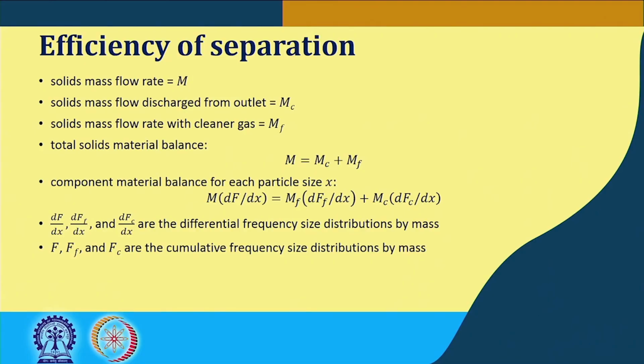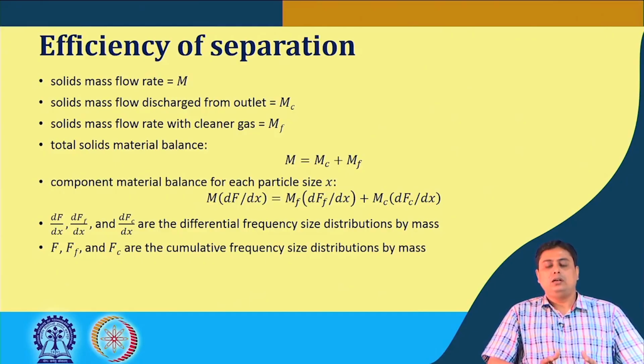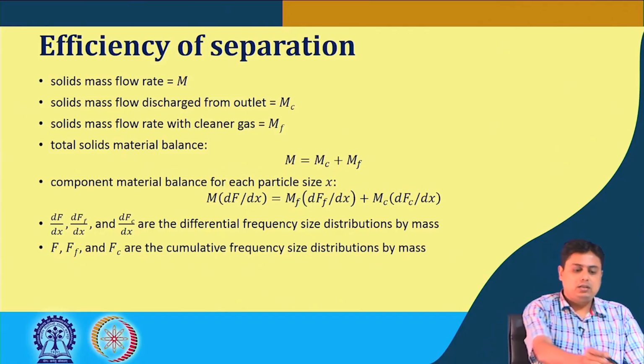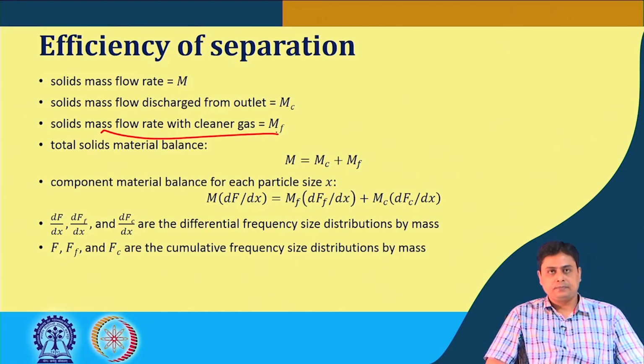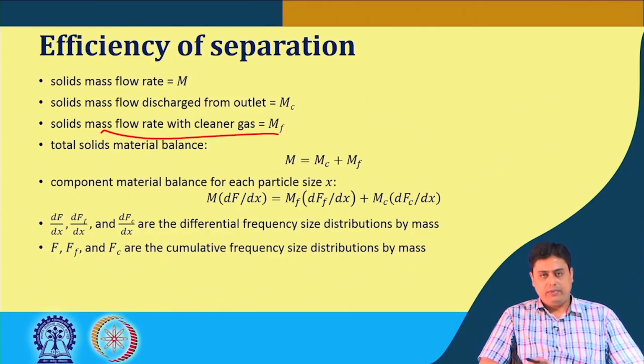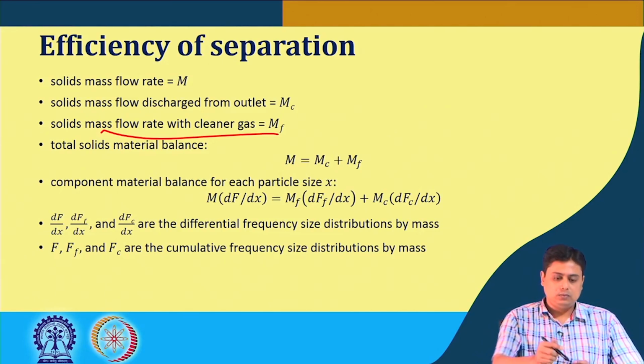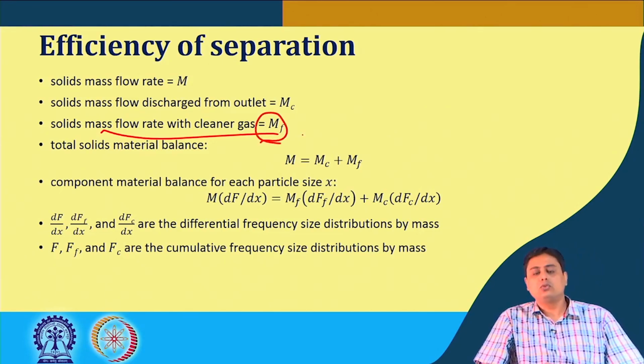So, say the solid mass flow in the cyclone is m, the solids mass that is discharged from the outlet is mc, where c stands for the coarse particles. These are the particles that we are separating. The other flow rate is the solids mass flow rate with the clean gas, which is basically finer particles that escape with the clean gas. Since the cyclone efficiency is not 100%, although theoretically it can be, these are the impurities that go with the clean gas.